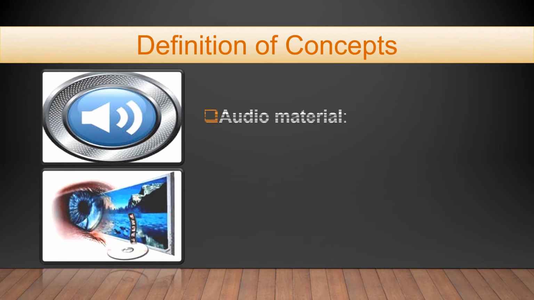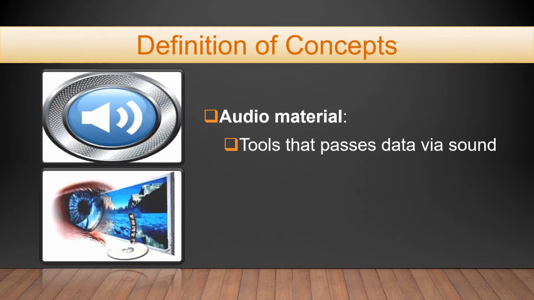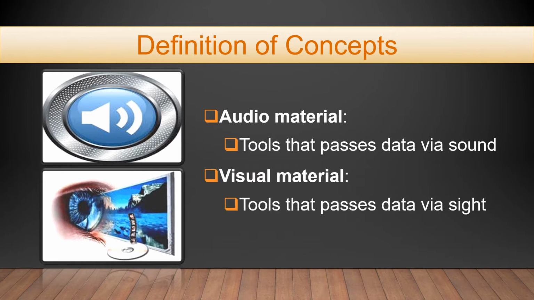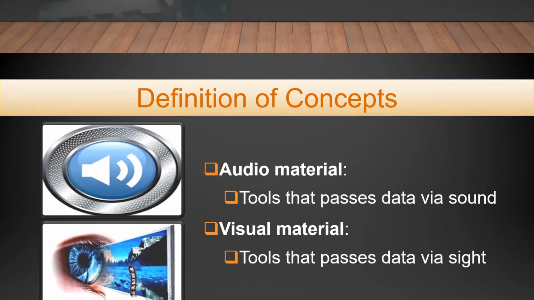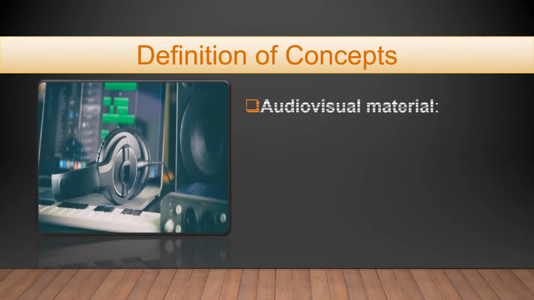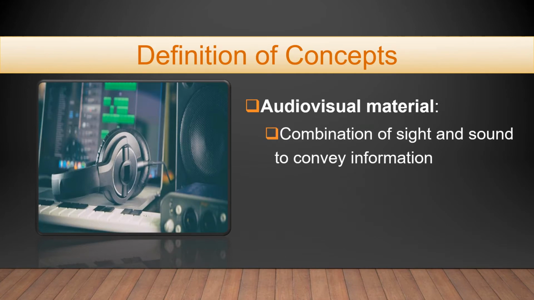First, we have audio material. These are tools that pass data via sound. This is something that we can hear. Second, visual material. These are tools that pass data via sight. This is something that we can see. Next is audiovisual material. It's a combination of sight and sound to convey information.